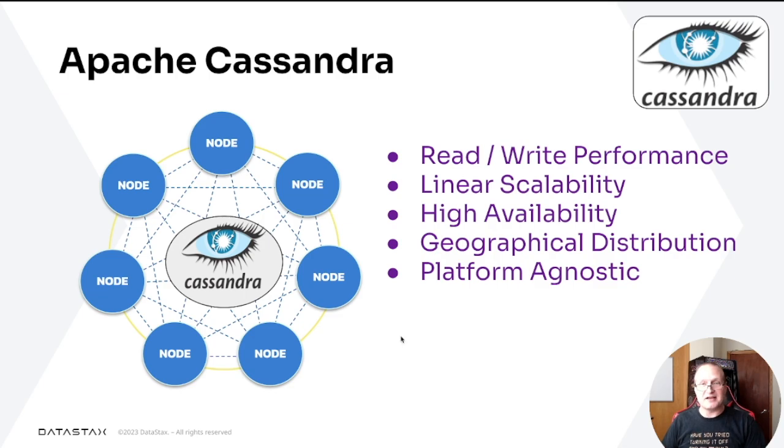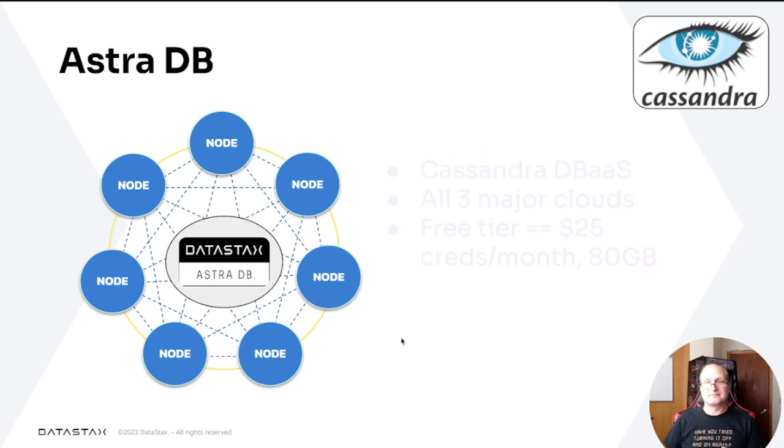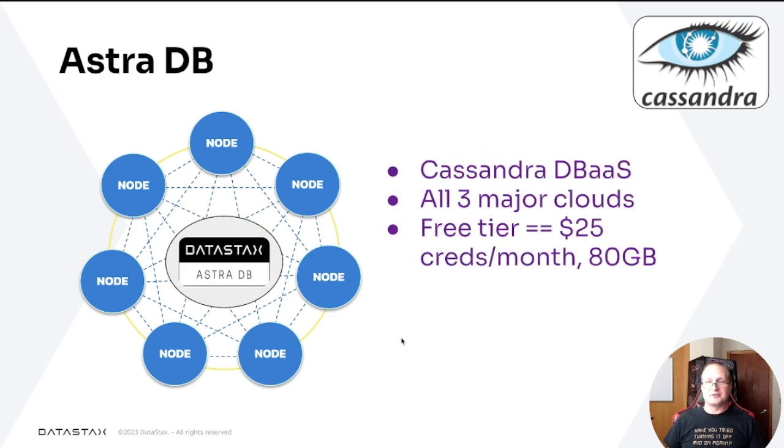So let's move on a little bit here and introduce Astra DB. Again, based on Cassandra, it's essentially a Cassandra database as a service. It can deploy to all three major clouds, so AWS, Azure, and GCP. And it has a very robust free tier with $25 worth of cloud credits per month and 80 gigabytes of storage. So Astra DB is what we're going to be using for our vector database today.